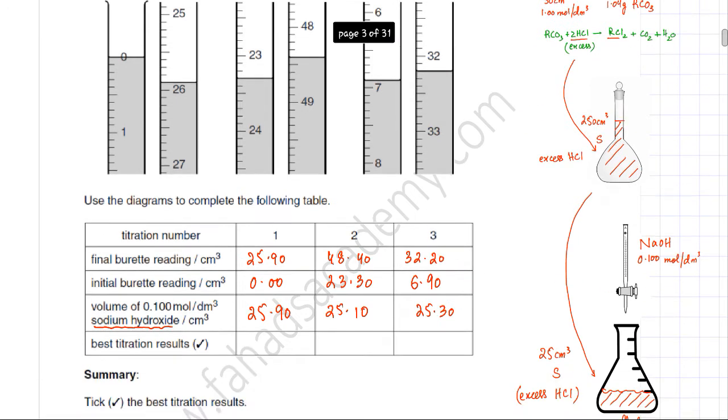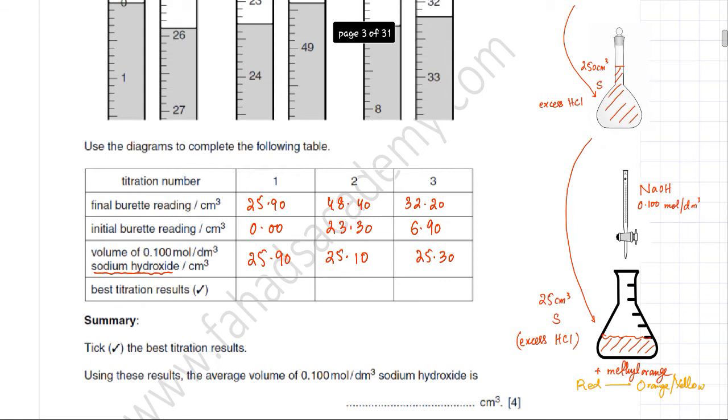Now we have to tick the best titration results, and the best titration results are the ones that would be close together. So this first value is slightly off. It's further away from the other two values. So this one is slightly anomalous, which means that there must be some error in this experiment. These two values are close to each other, which shows consistency. So we're going to select these two values. These two values appear to be more accurate and more consistent.